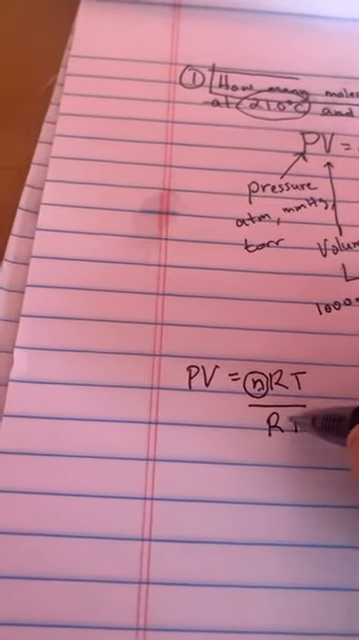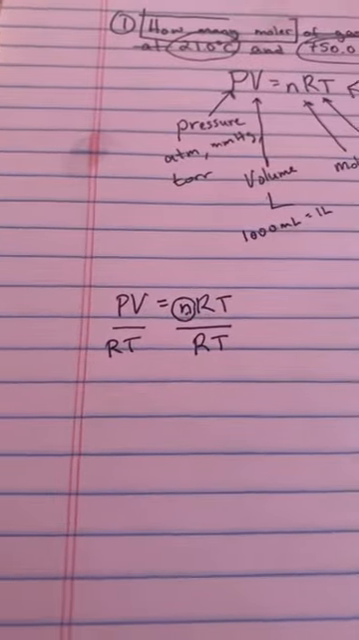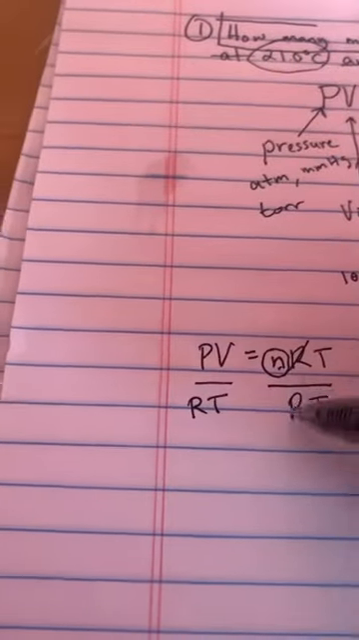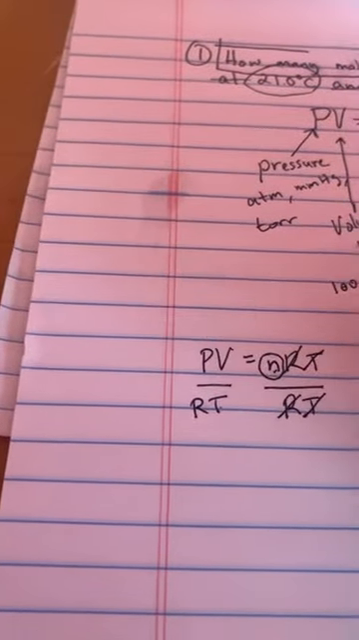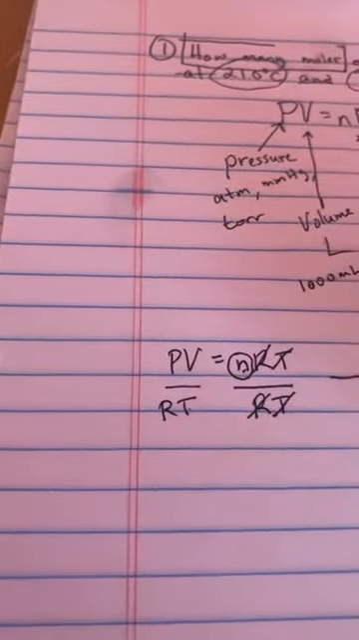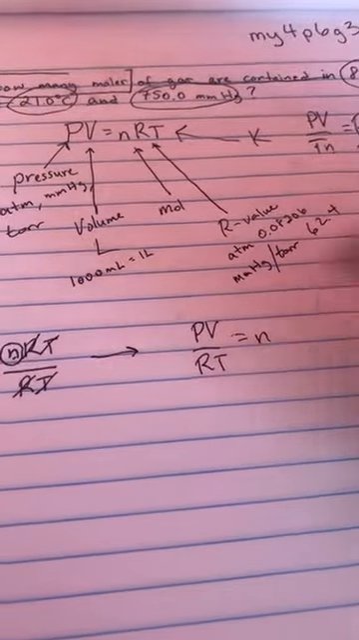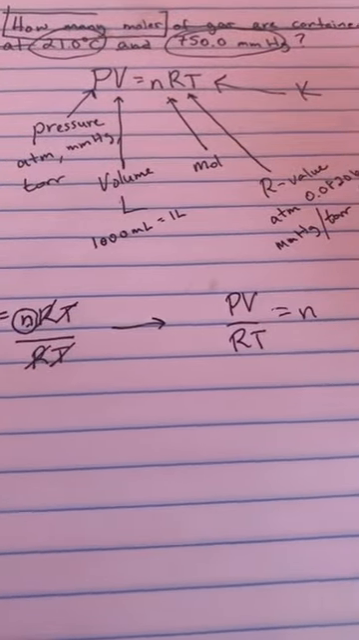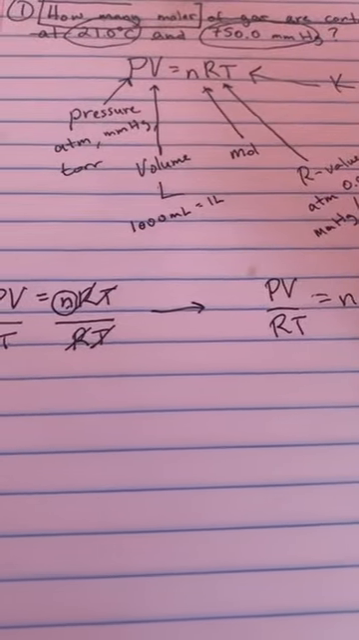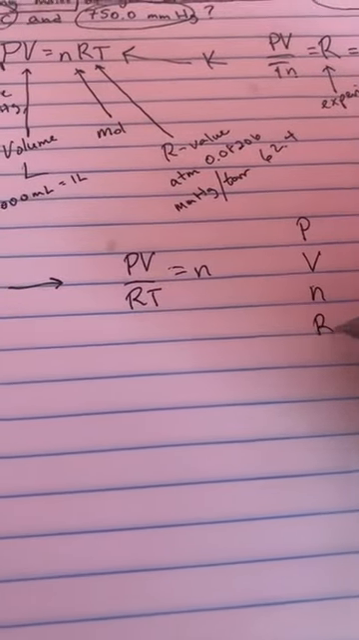So we're going to divide both sides by RT. Okay? And when we divide both sides by RT, then we get PV/RT equals N. Now, before we move any further, the next thing that we do is we write out our variables. So we have P, V, N, R, T.